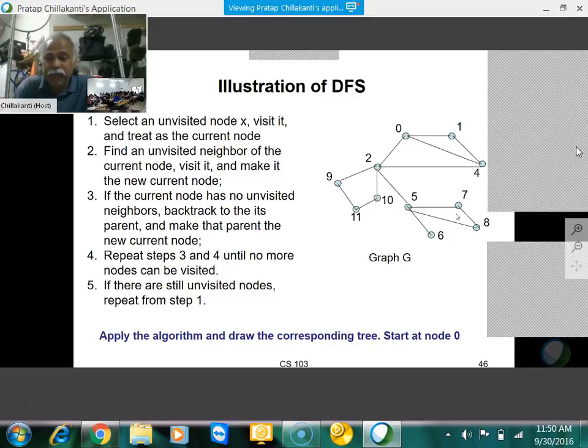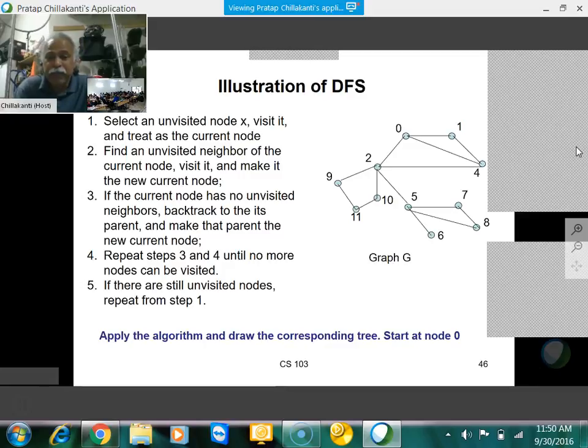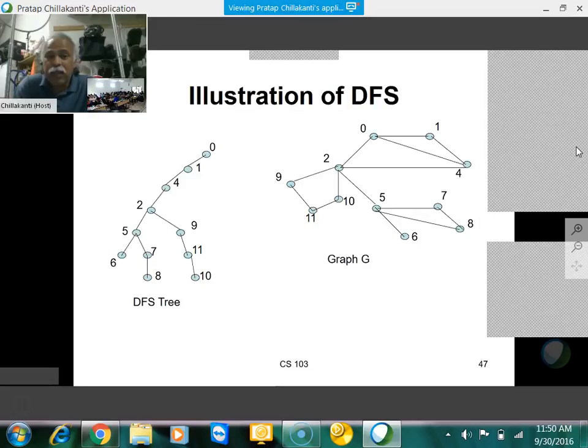Okay, so let me see if I can go to the next slide. We can always come back to it, okay? It's fun. You have one more exercise like this. So here is the graph and here is the DFS tree. So you said 0, 1, 4, 2, 9, 11, 10, okay? Back to 2, correct? Then you did 5, 7, 8, back to 5, then 6.